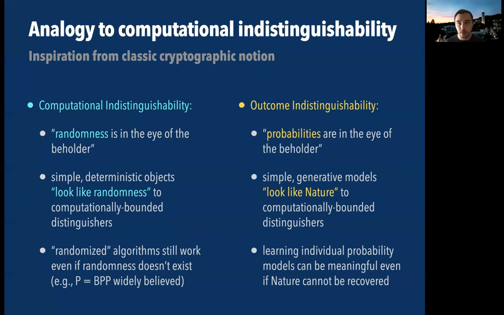When your goal is prediction, it really depends on what your tasks are downstream and who is going to be using these predictions. And so hopefully the predictions you come up with are indistinguishable to whomever is going to be using them. Our framework puts forth this idea that maybe it is possible to learn simple generative models that look like nature for all intents and purposes.